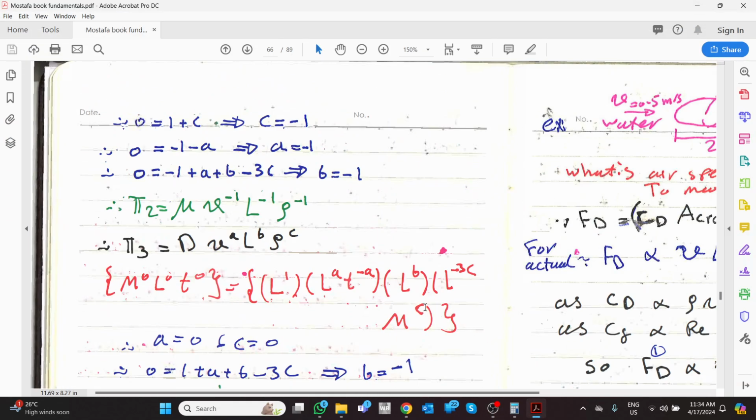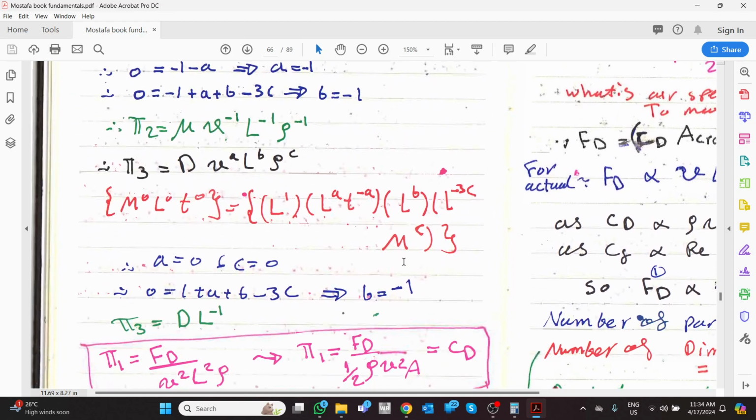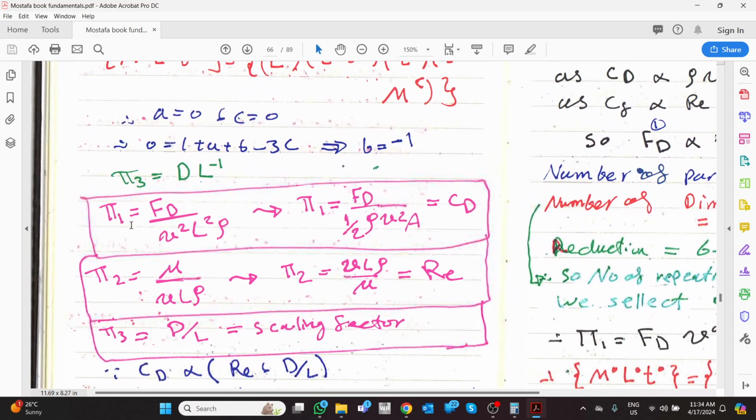Okay, so we're going to repeat the same for the last parameter, D, with V^a L^b rho^c. Of course, a, b, c are not equal. So we'll repeat it again, then we get a equals 0, c equals 0, so we'll get this. Okay, now let's write the pi terms.